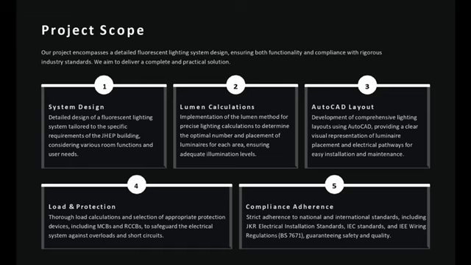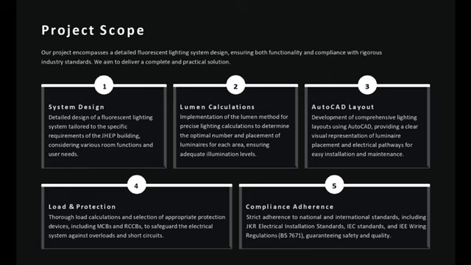The second one is lumen calculation. We use the lumen method to calculate the required illumination level for each area. This helps us determine the correct number and placement of the luminaires to achieve adequate lighting. The third one is AutoCAD layout. We develop a detailed lighting layout using AutoCAD to clearly show the luminaire positions and electrical pathways. This ensures easier installation, maintenance, and future upgrades.